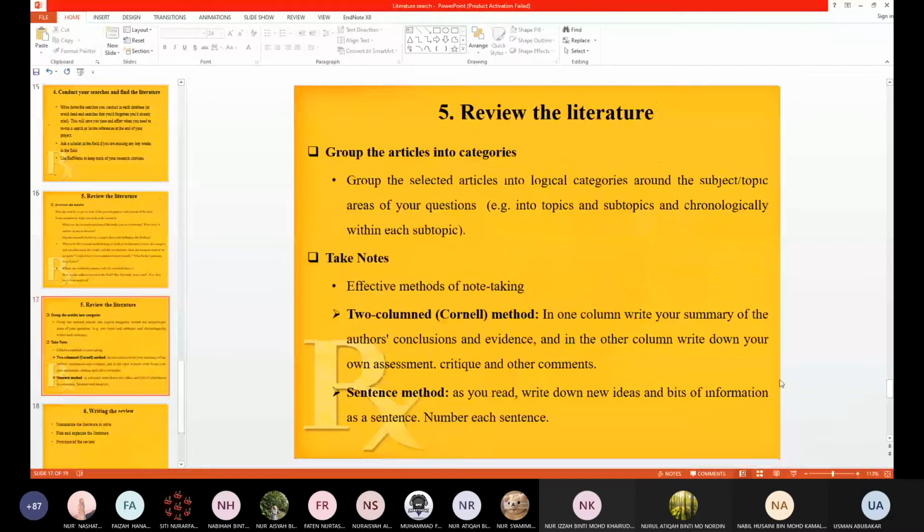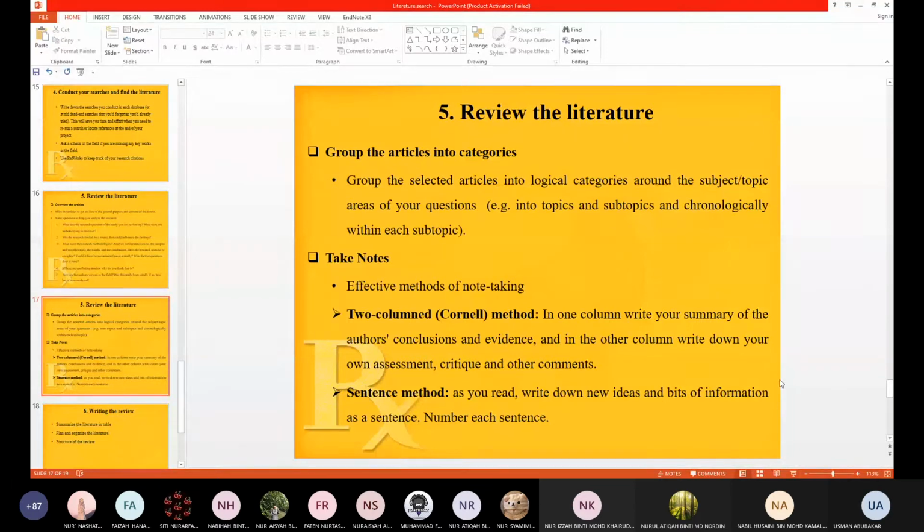So another way that you can review is by grouping the articles into categories. For example, if you are talking about the knowledge, attitude, and perception of COVID-19 or of dengue virus or hypertension, diabetes, or anything, you can group them based on what? The themes. Articles that talk about knowledge will go together. Articles that talk about perception will go together. Articles that talk about attitude will also go together. So you can design it in this way and then read them each and make your own summary.